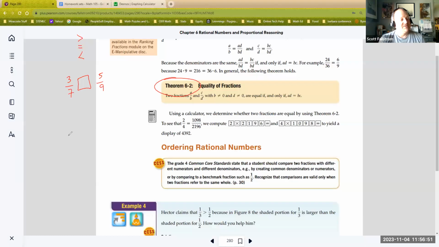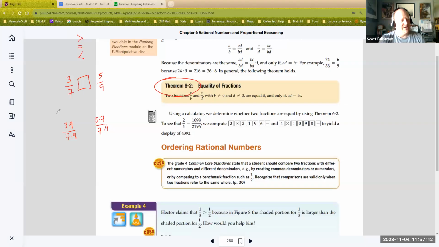So what we did is we said, well, let's make this 7 times 9. And if we did, up here on top, we got 3 times 9. On the other side, we had 7 times 9. And up on top, we had 5 times 7. So we fluff with 7 on one side, we fluff with 9 on the other, and then we can compare.